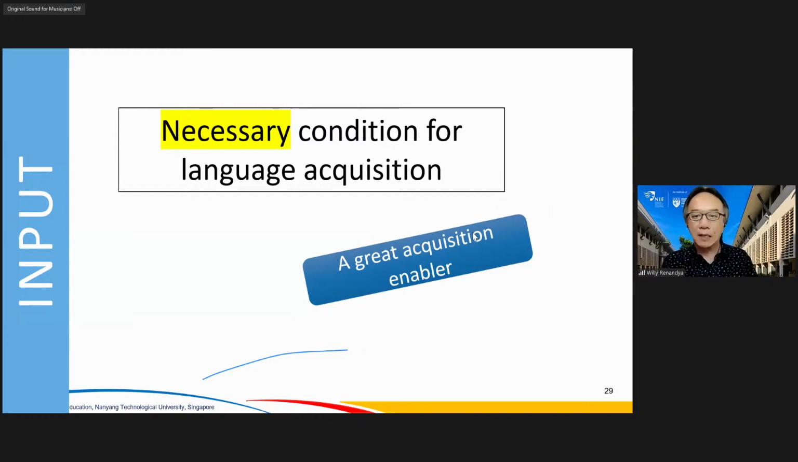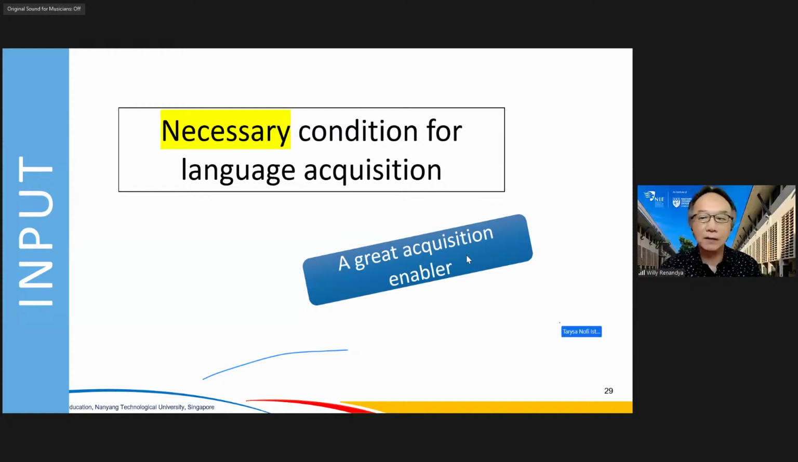Now, what do people say or research says about input? I've highlighted the big word there. Input is a necessary condition for language learning, for language acquisition. It's a great acquisition enabler. So what I'm saying here in a very simple language is this: if the students get a lot of input, useful, meaningful, interesting input, I think they will learn a lot more. If they get a small amount of input, they will also learn a little. That's what I'm saying. Yeah, I hope that makes sense.